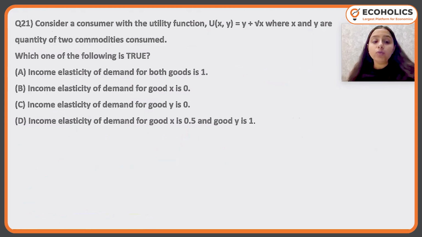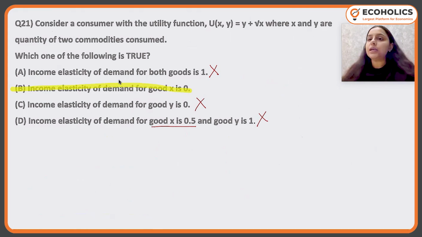According to that, if you analyze, option D will be completely wrong, because X's income elasticity is 0, so it's not supporting. For both of the goods being one, this option is also incorrect. For Y, I am sure it is not 0. So eventually option B will be my correct option, that the income elasticity of demand for good X is equal to 0. And this is the solution for question number 21.